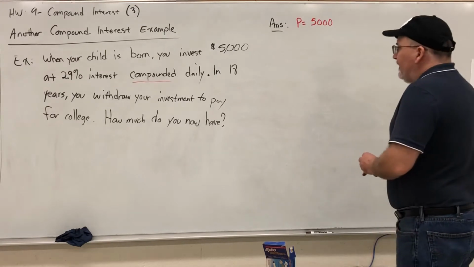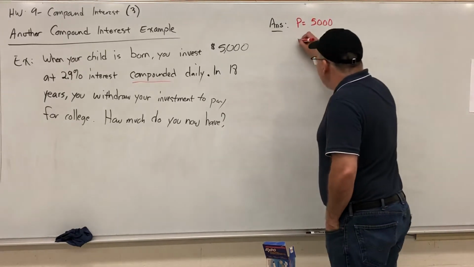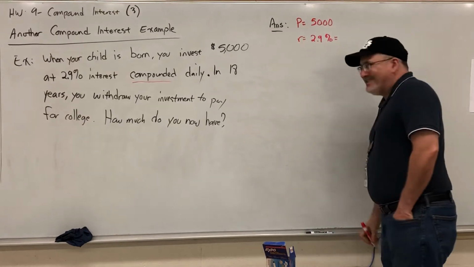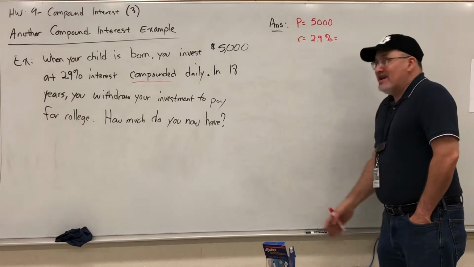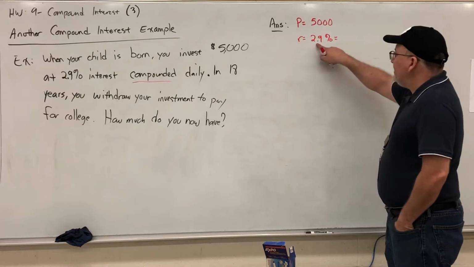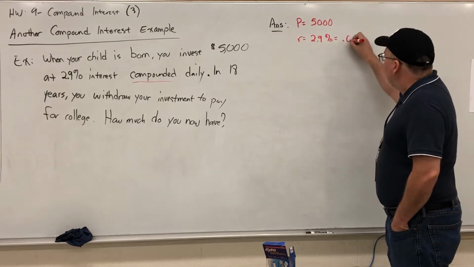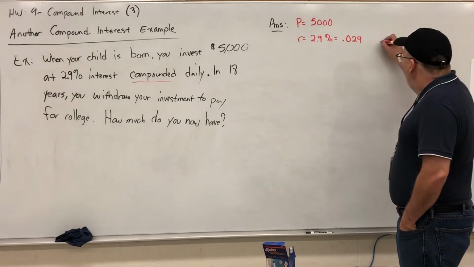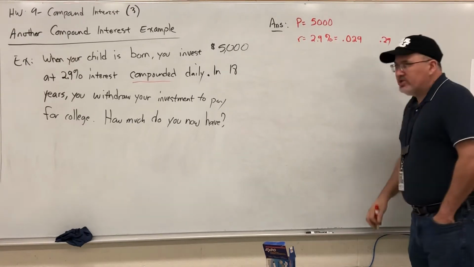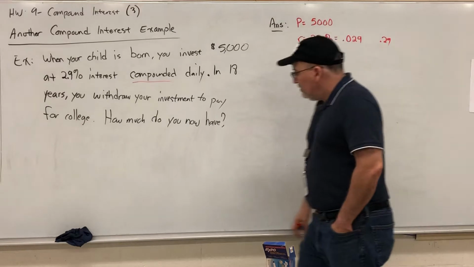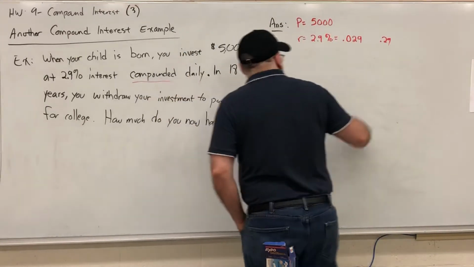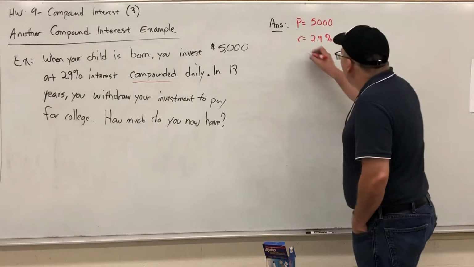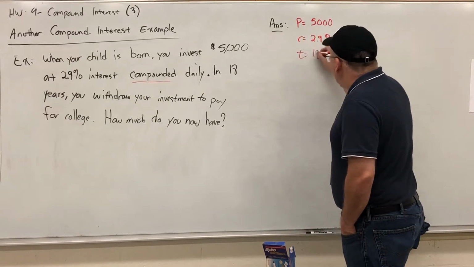All right, our principal is $5,000. Our interest rate is 2.9%, but we need to write that as a decimal, or rather a non-percent. So move the decimal 2 places to the left, get 0.029. If you wrote 0.29, you just changed it to 29% interest. If you can find an investment that pays 29% interest, let me know. I'll let in on it. Our time is 18 years.